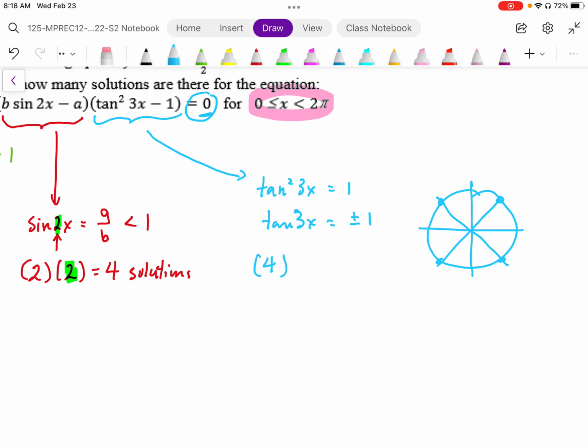But the problem is, again, we have a horizontal compression. Okay, horizontal compression of 3 means that we're going to get 3 sets of those 4 solutions between 0 and 2 pi. So we're going to end up with a total of 12 solutions.